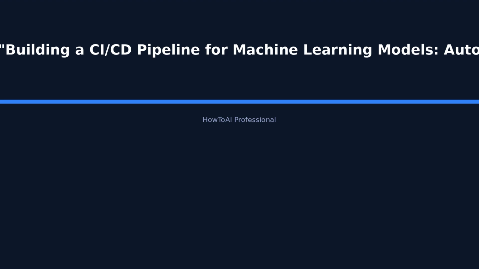What is CI/CD and why it's important for machine learning? Before we jump into the technical details, let's clarify what we mean by CI/CD. Continuous integration refers to the practice of automatically testing and building your code changes as soon as they are committed to a version control system. Continuous deployment, on the other hand, is the practice of automatically deploying those changes to a production environment after successful testing.